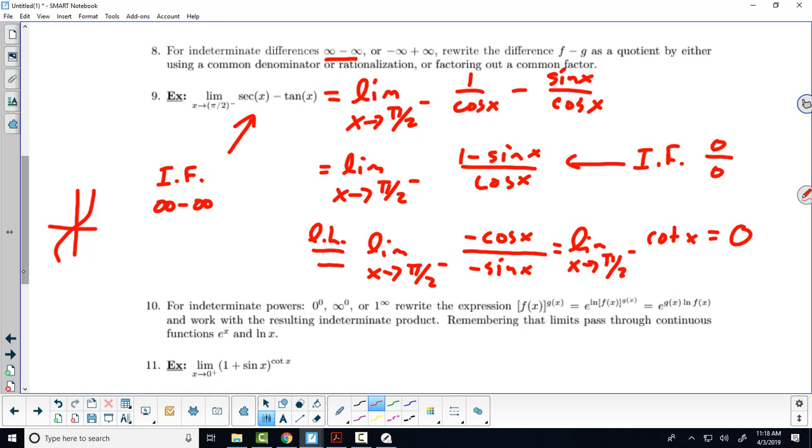So what's the takeaway? It had kind of an interesting result. What's the takeaway from this example? If you have this particular indeterminate form, you come up with a creative way to write it as a fraction. Then it should have indeterminate form infinity over infinity.